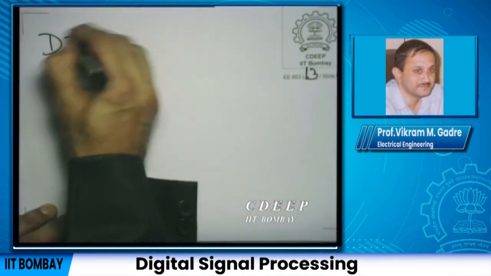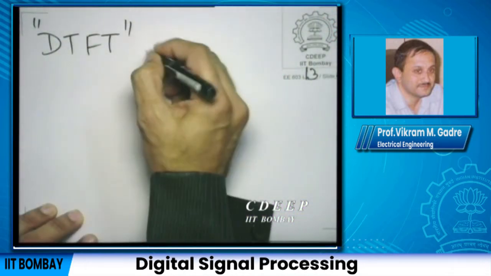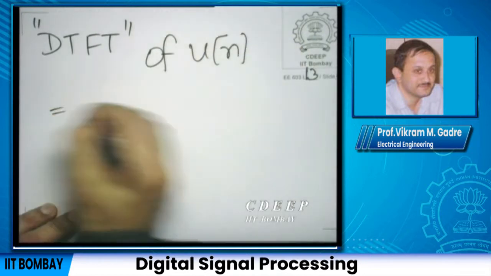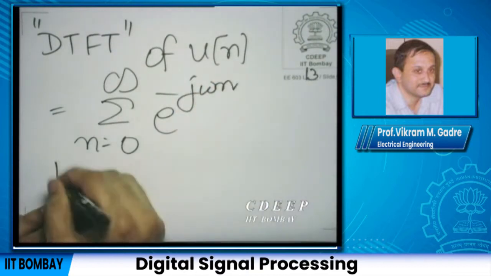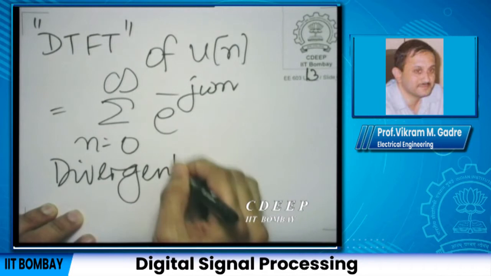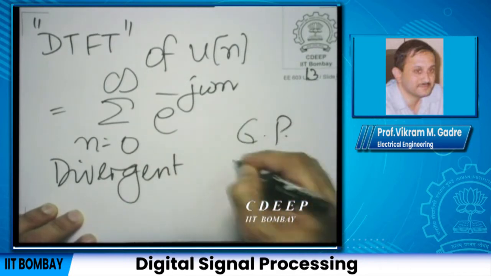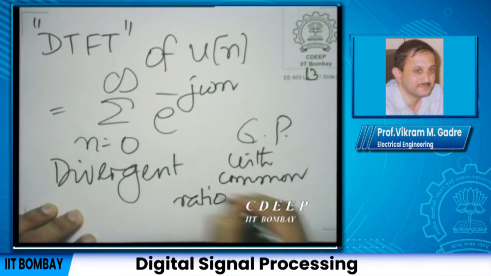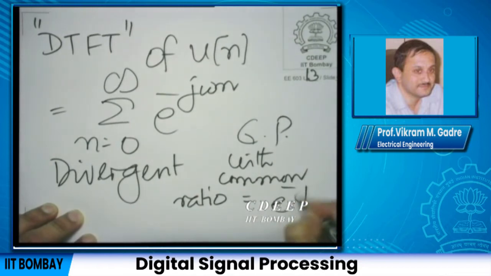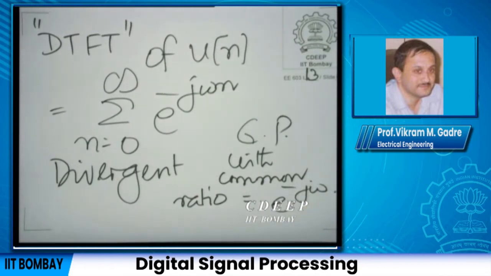That is because if you look at the discrete time Fourier transform, the so called DTFT, of u[n], that does not exist really. It would be summation n going from 0 to infinity of e raised to the power minus j omega n, which is actually divergent because it is a geometric progression with common ratio equal to e raised to the power minus j omega. And the modulus of this common ratio is 1. So, such a geometric progression is known to be divergent.